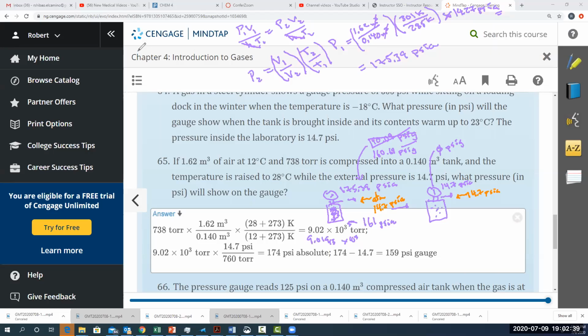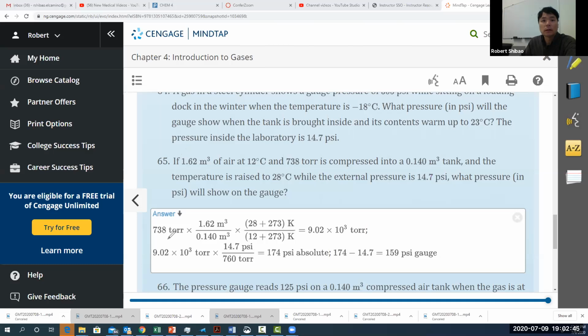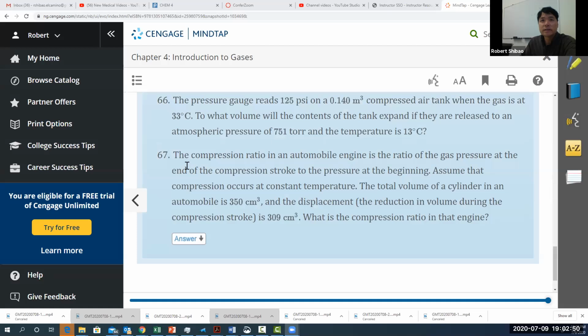All right, let's go on to the next problem here. 67. Even though we're going through all these problems here, you should go through them yourself and make sure you can do them yourself. You just don't want to be a spectator. Again, you want to do these yourself if you have time.